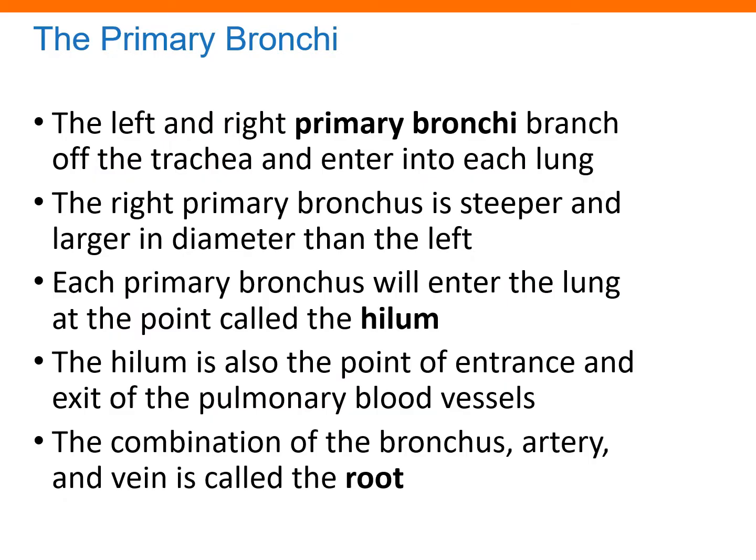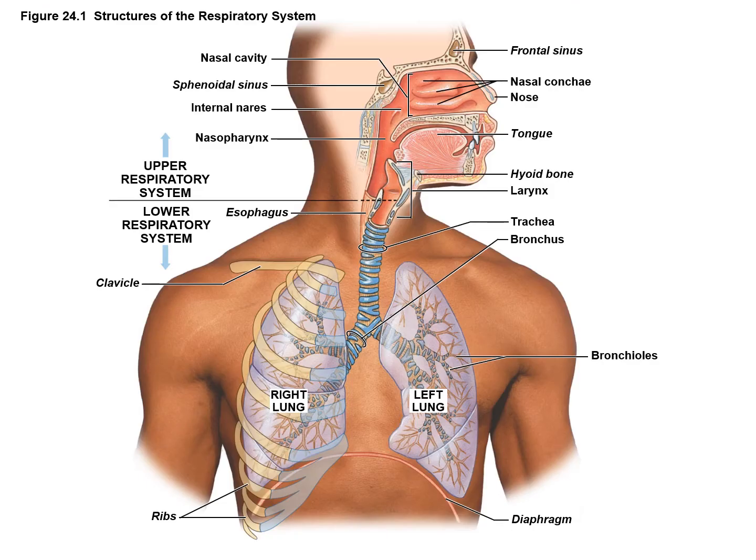The trachea is going to end when it starts to split. It will split into the left and right primary bronchi. The right primary bronchus is steeper and larger in diameter than the left. Each primary bronchus will enter the lung at the point called the hilum. Hilum is simply the point of entrance for the bronchi as well as the arteries and veins. The combination of the bronchus, artery, and vein is called the root.